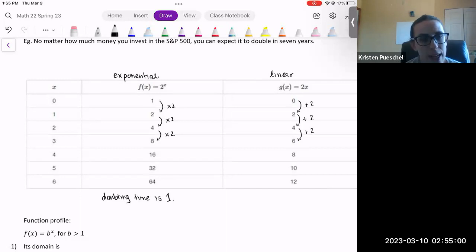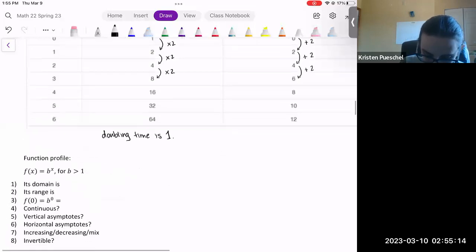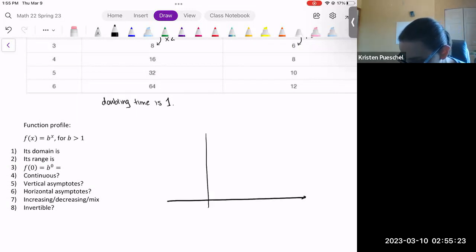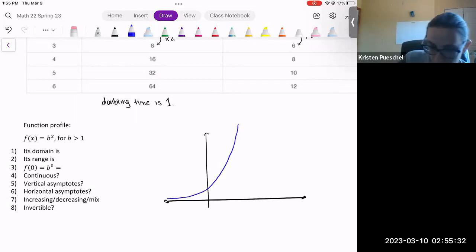Great. Okay. So we're going to take a quick look at the general shape of the graphs for b to the x, both in the case where b is greater than 1 and in the case where b is less than 1, but more than 0. So the function f of x equals b to the x, in general, is going to have this kind of shape. The domain is going to be all real numbers, negative infinity to infinity. Its range is going to be 0 to infinity.